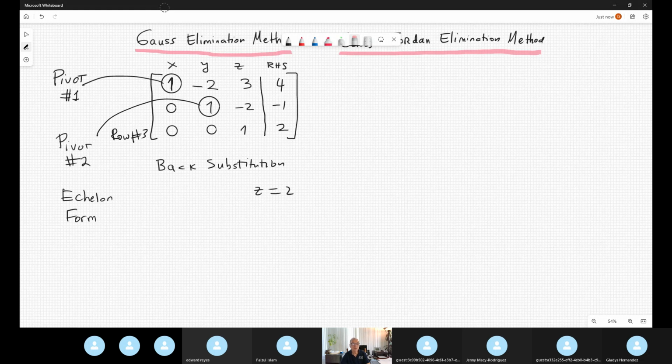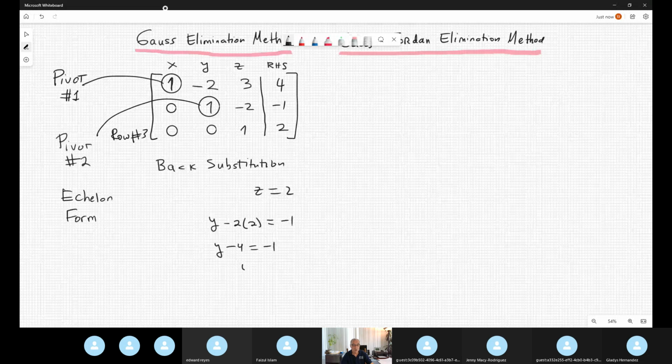And we are doing back substitution. We go from the bottom to the top. You go now to the second equation. The second equation is y, the coefficient is 1, minus 2 times z, pero z is 2. Entonces 2 times 2 is 4, negative 1 here. Entonces y minus 4 equals negative 1. Y is equal to negative 1 plus 4, que es 3.